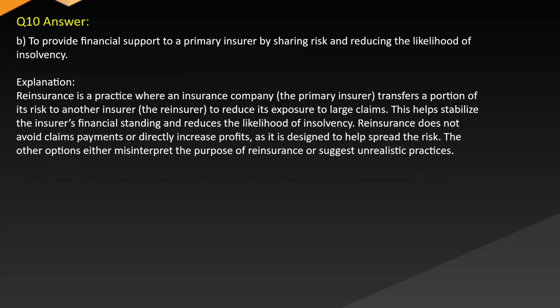Answer: B. To provide financial support to a primary insurer by sharing risk and reducing the likelihood of insolvency. Explanation: reinsurance is a practice where an insurance company, the primary insurer, transfers a portion of its risk to another insurer, the reinsurer, to reduce its exposure to large claims. This helps stabilize the insurer's financial standing and reduces the likelihood of insolvency. Reinsurance does not avoid claims or directly increase profits, as it is designed to help spread the risk. The other options either misinterpret the purpose of reinsurance or suggest unrealistic practices.